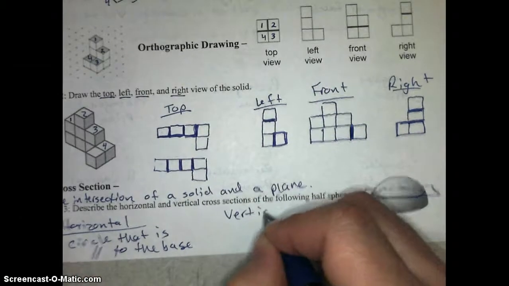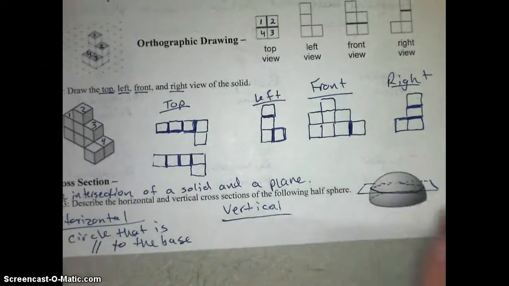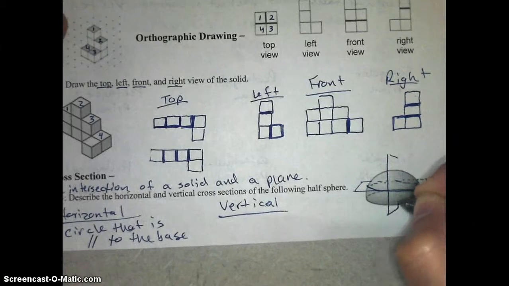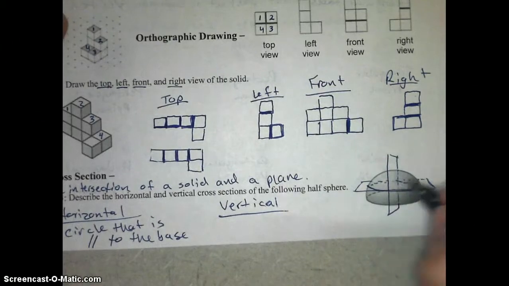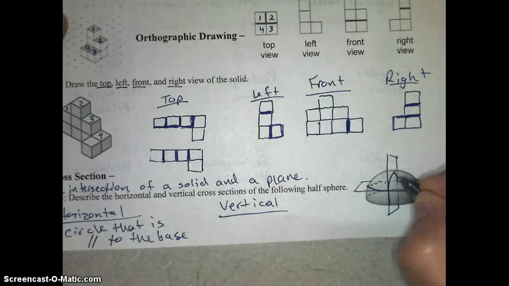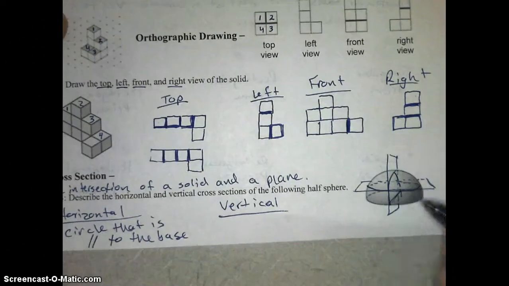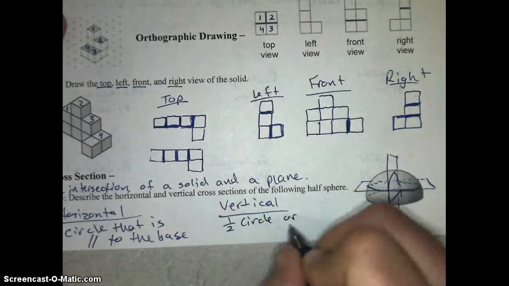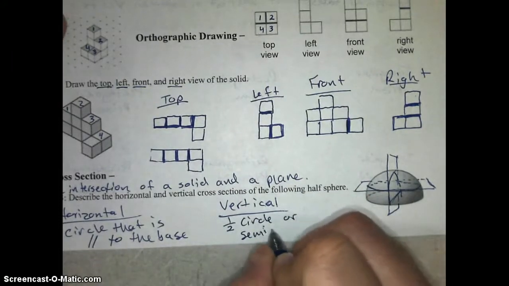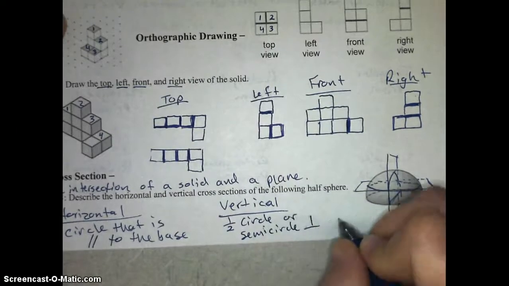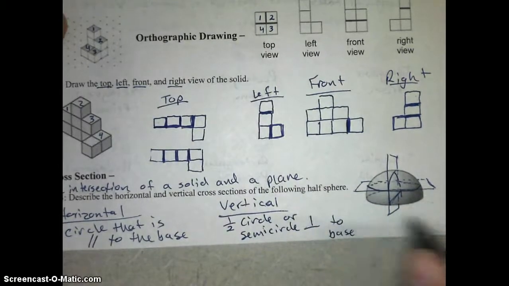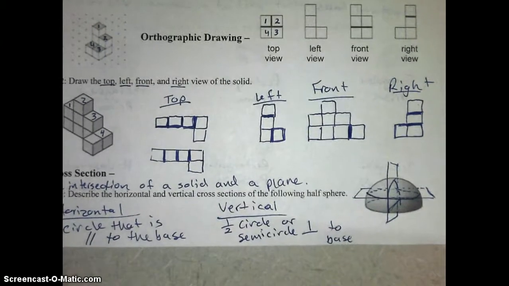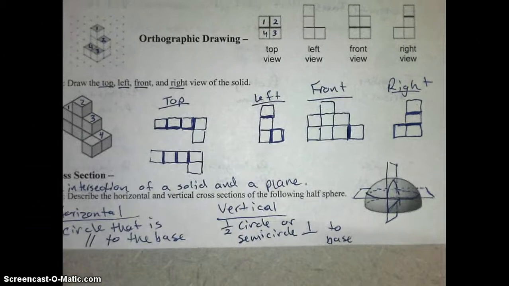Our vertical cross section is going to cut through at a right angle. And that would be a half circle, or semicircle, that is perpendicular to the base. And that's what a cross section is. We'll take a look at more cross sections in class as well as these different views and get a better understanding of how to represent things in 3 dimensions.